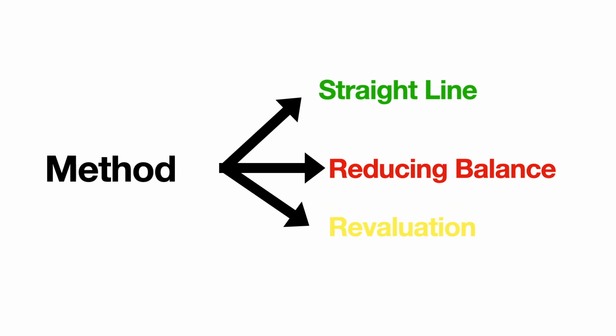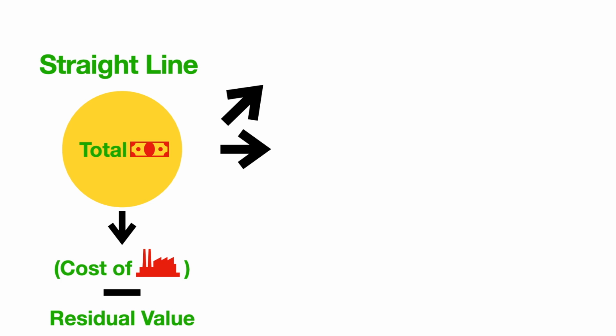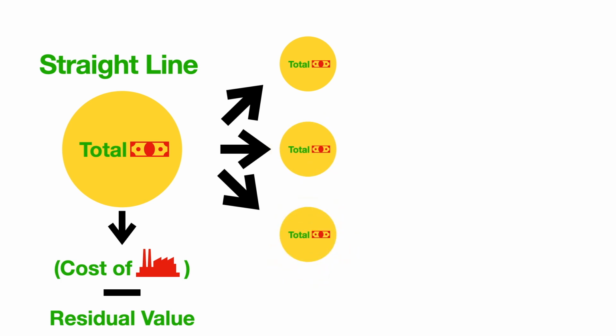How to calculate straight line? You have to calculate the total amount of depreciation. How to calculate it? The cost of NCA, you have to deduct it by residual value. And then the total amount of depreciation, you divide it by how many years that you want to depreciate the non-current asset. Is that simple? The amount will be the same from year to year, because you divide it by how many years.